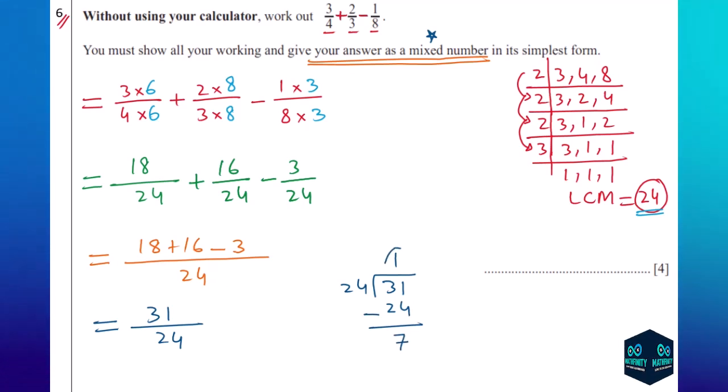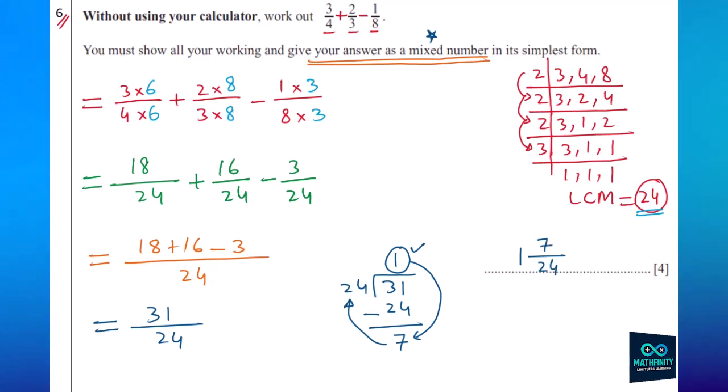So I told you, you have to start from the top. This is a whole number, so you have to write in the answer space 1 whole. You have to move clockwise, 7 over 24. 1 whole, 7 over 24. This is the final answer. If you will show all these steps, then you will be able to get 4 marks. Hopefully guys, you understand this question.